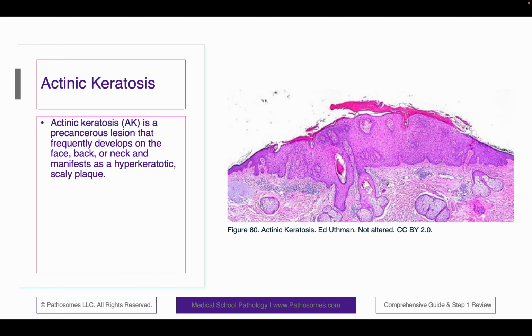Now, actinic keratosis. Actinic keratosis is a precancerous lesion that frequently develops on the face, back, or neck and manifests as a hyperkeratotic scaly plaque. To the right here is a great image of that.